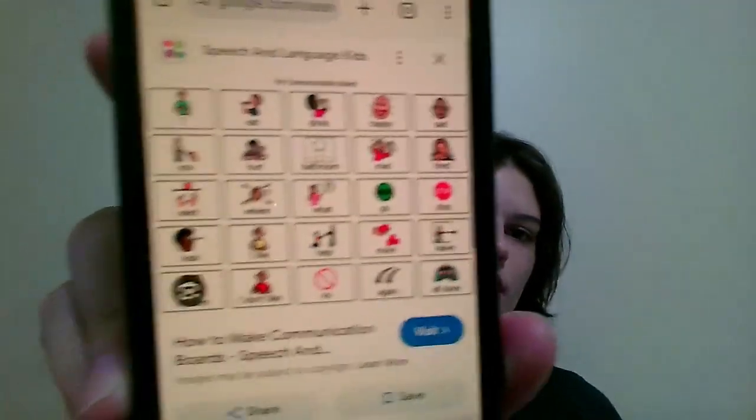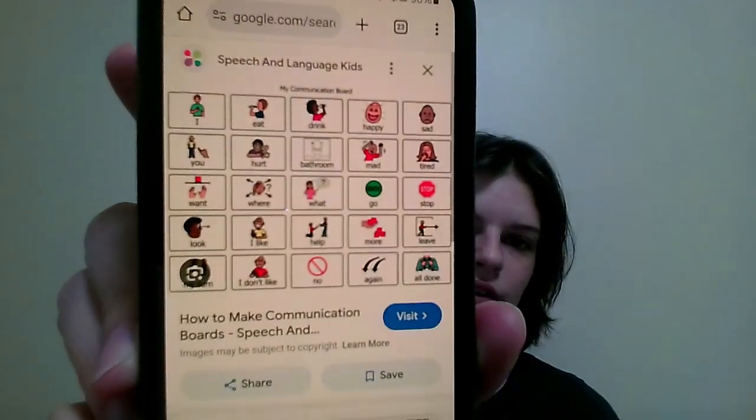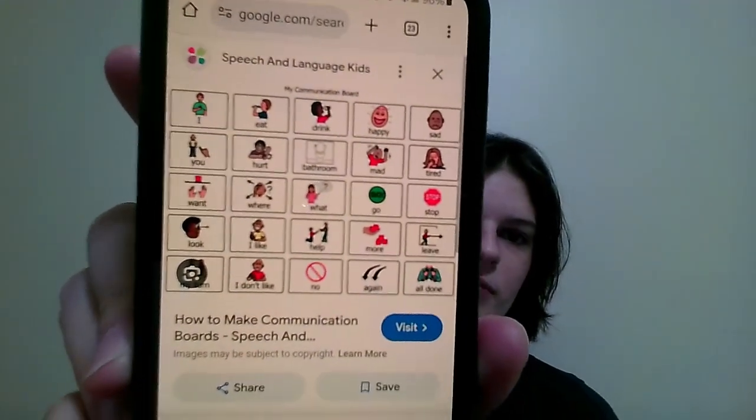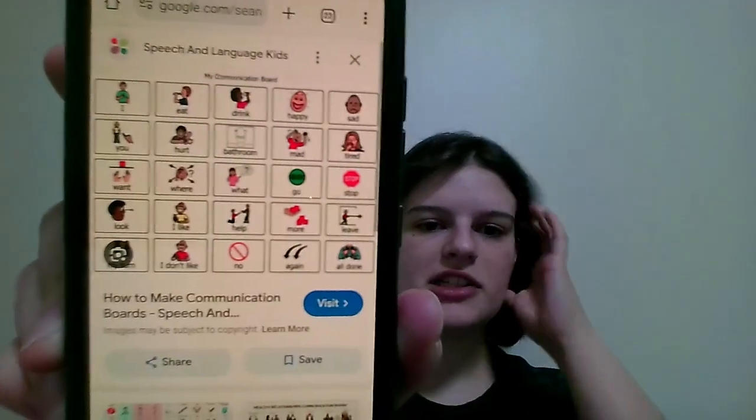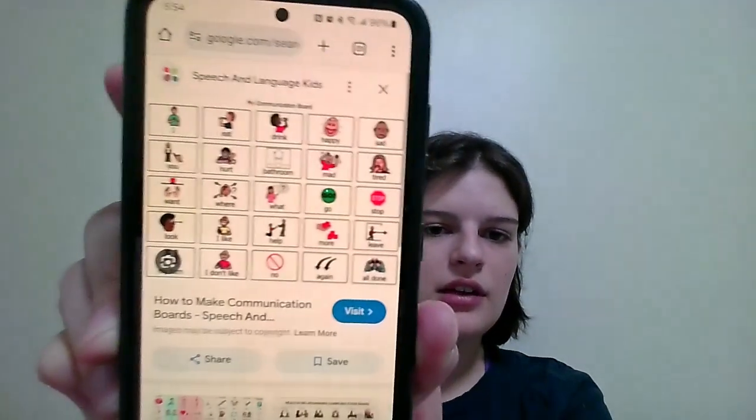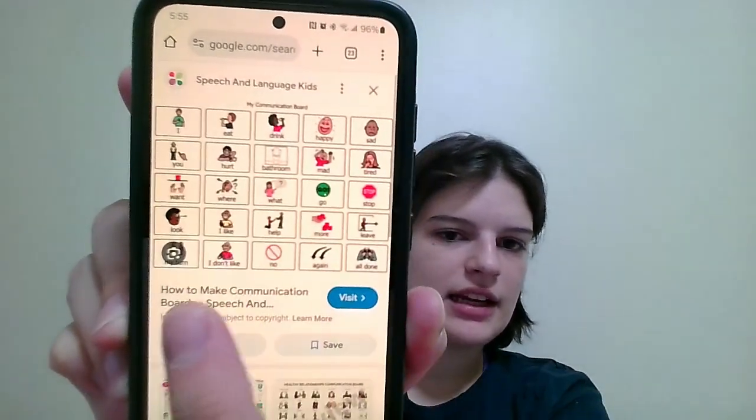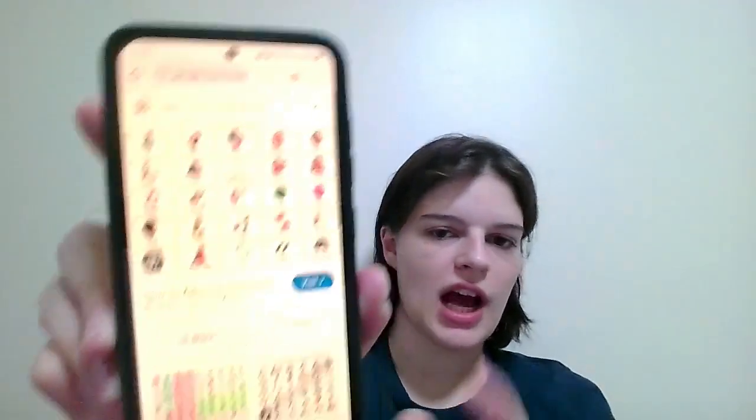I'll show you a picture of one of these communication boards. This is an example of a communication board. So if a kid wants to communicate and can't outwardly speak it, they could point or touch whichever one they needed, like no, or stop, or help me, or I don't like, or bathroom. And that helps the teachers and the parents know what the kid wants without the kid having to scream for it.